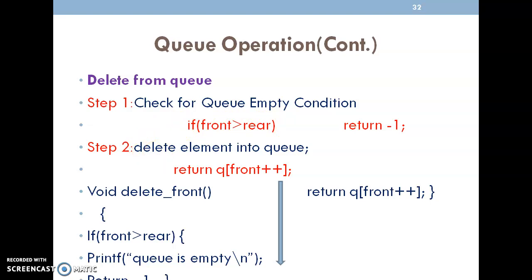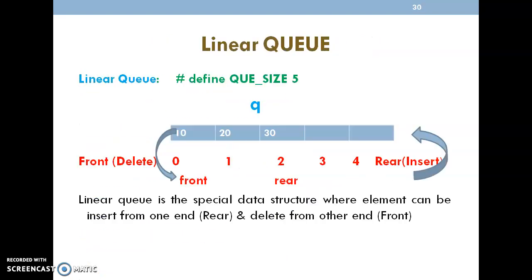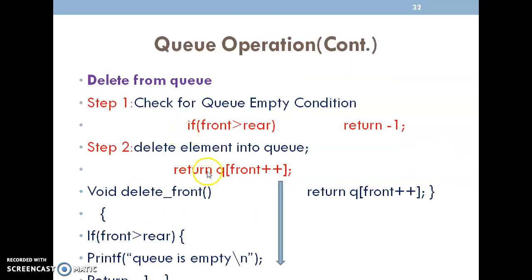You can delete the element from it. From where to delete the element? From which end? From the front end. So you have to delete the element from the front end. For that you have to write return queue of front plus plus. So the first element will be deleted, and then the second and third elements will be deleted one by one. So we can represent this example by using the function.